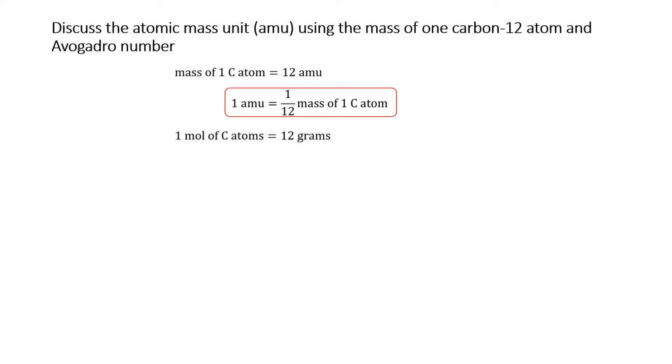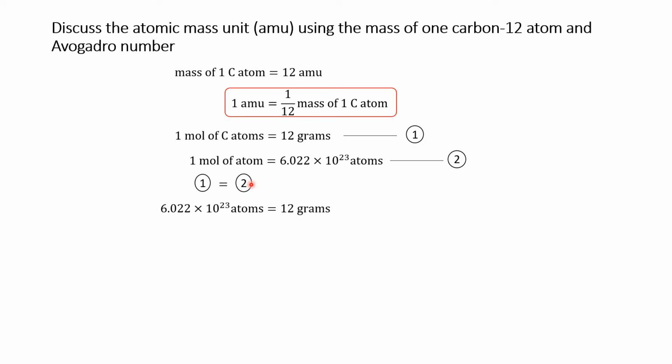Since 1 mole of carbon atoms is equal to 12 grams and 1 mole of atoms is equal to Avogadro number, between these two pieces of information, we can denote this one as the first equation and here is the second equation. So we can eliminate 1 mole of carbon atom by equating equation 1 to equation 2. From there we can say that Avogadro number of atoms is equal to 12 grams.